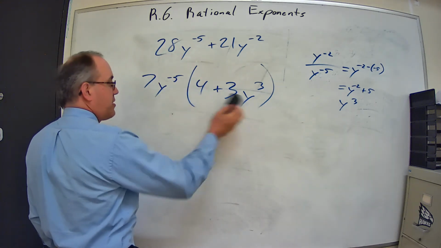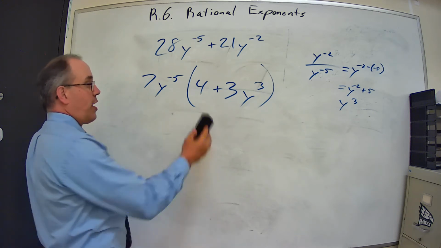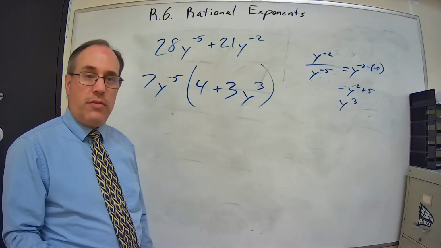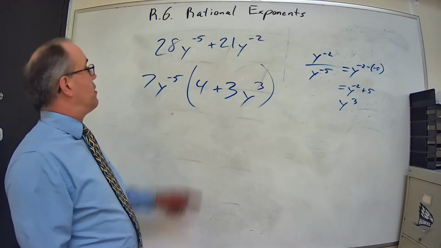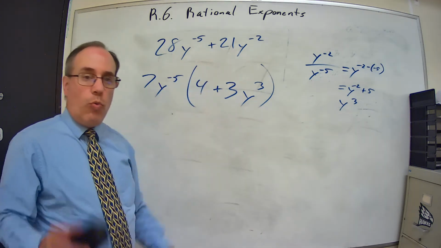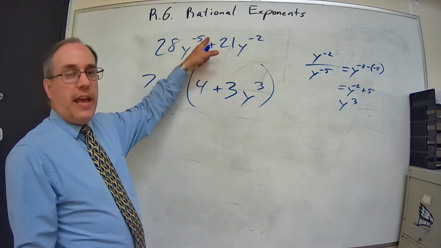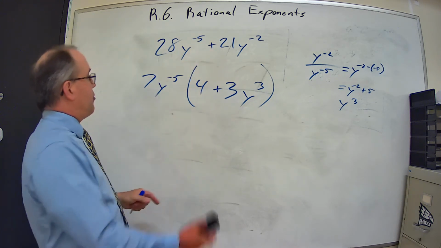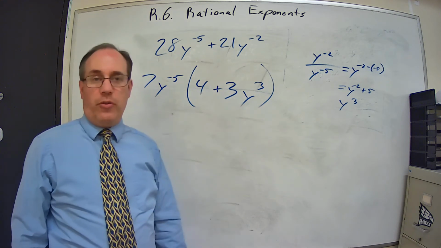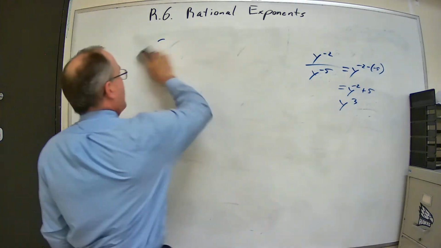We're trying to turn this into a polynomial. Because remember, this is not a polynomial. Why isn't it a polynomial? Because the variable has a negative exponent. So basically, we're factoring out whatever's necessary to turn this into a polynomial. So that's if we have a negative exponent.